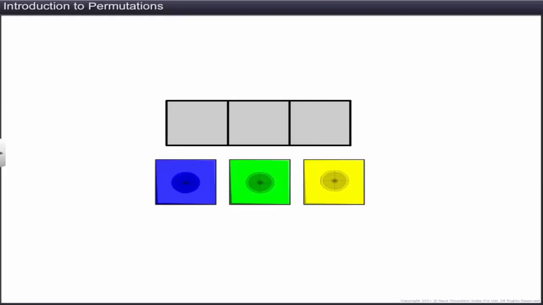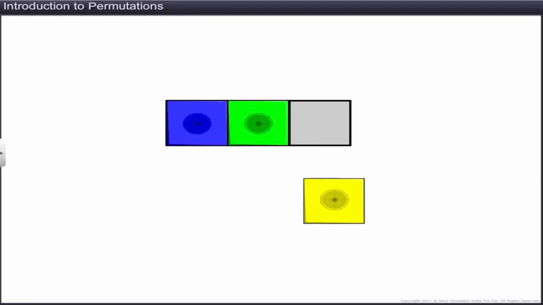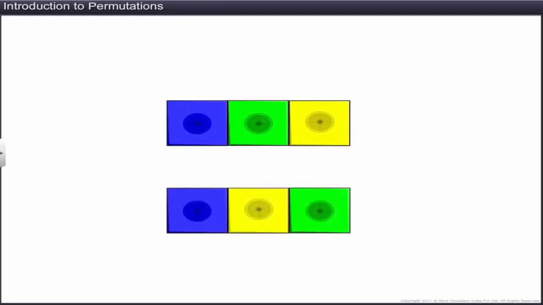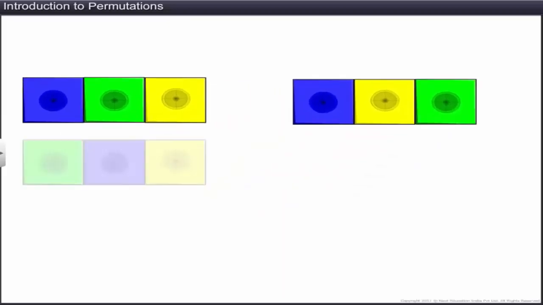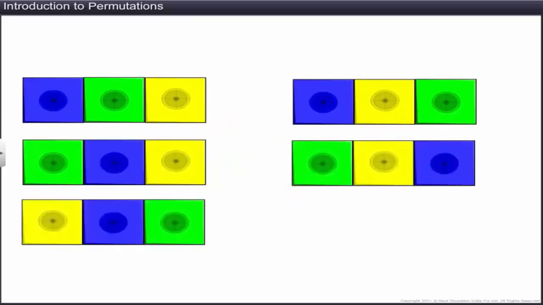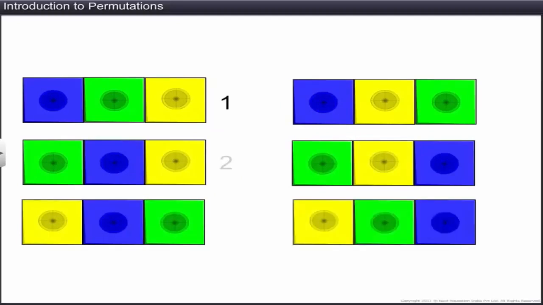Let's start with a blue tile. We then arrange the other tiles in 2 ways as shown. The other arrangements, starting with the green and yellow tiles, are as shown. We have a total of 6 arrangements. Therefore, there can be a maximum of 6 possible unique arrangements using the 3 tiles.